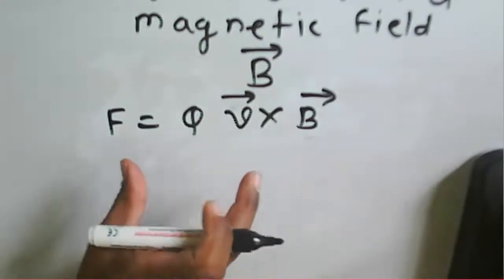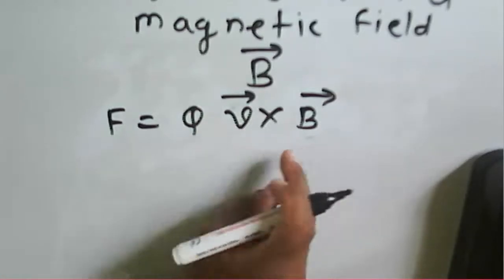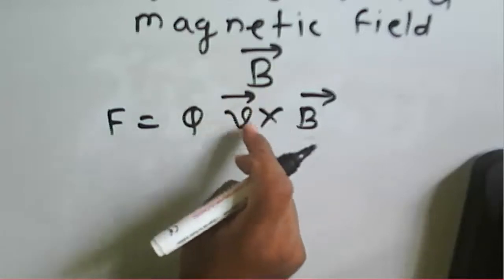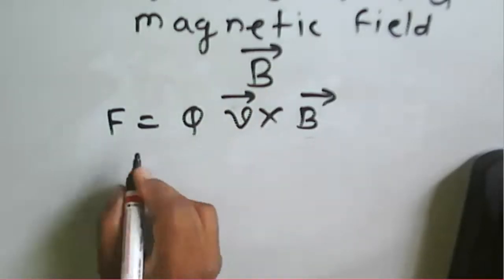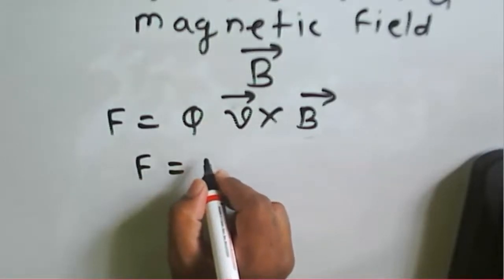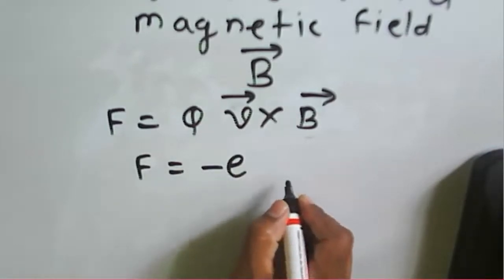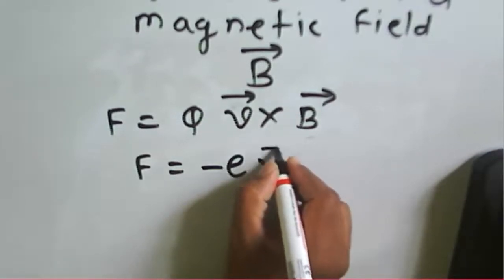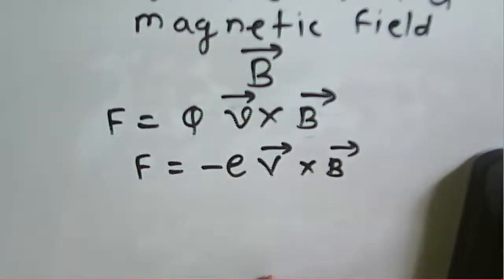Force on this particular charge in a magnetic field B. And that electron is in motion, it has a velocity V. So that's why we can write the equation in terms of an electron instead of a Q. And electron has a negative charge, so that's why minus e V cross B. Okay, V cross B. So we can write.